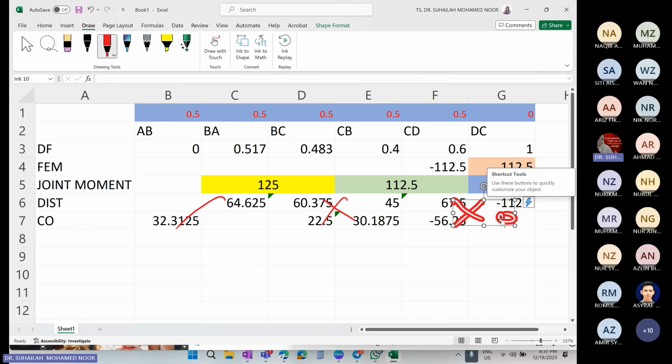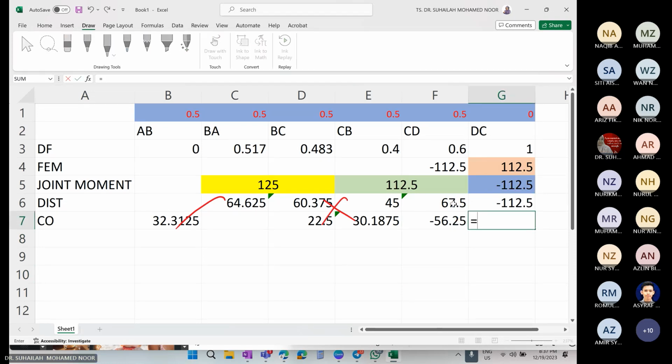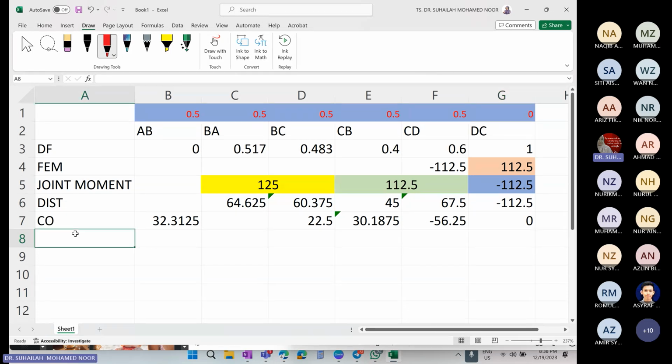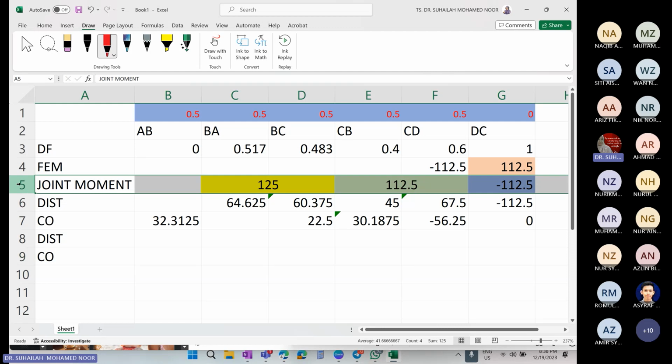But this one, the factor is 0. The rest, the factor is 0.5, but not for D, the factor is 0. That's why we get 0. Okay. Then we just continue as usual, continue distribution, and then continue carry over. So we do not need to put any more of this line for joint moment, because after this, we just need to change sign as usual.